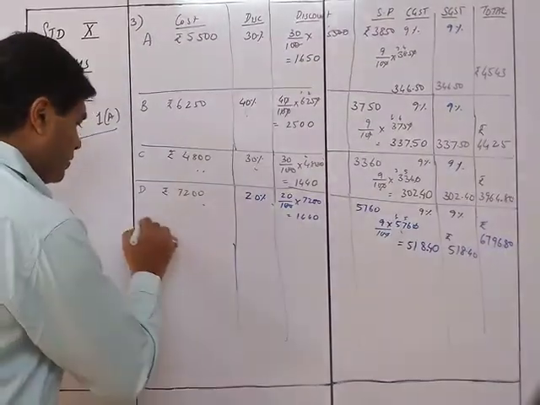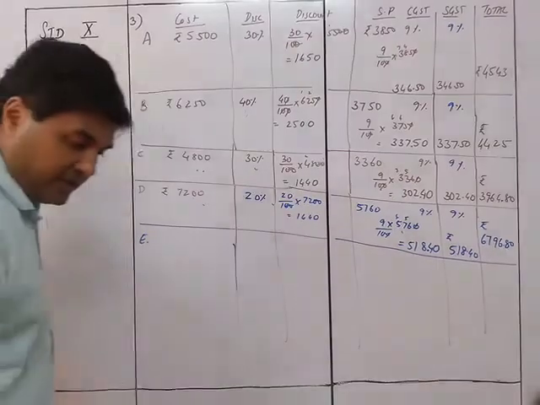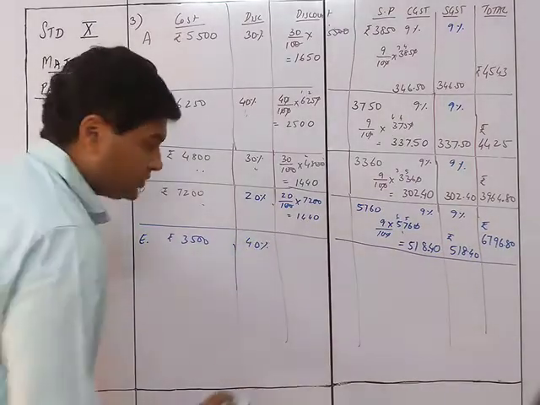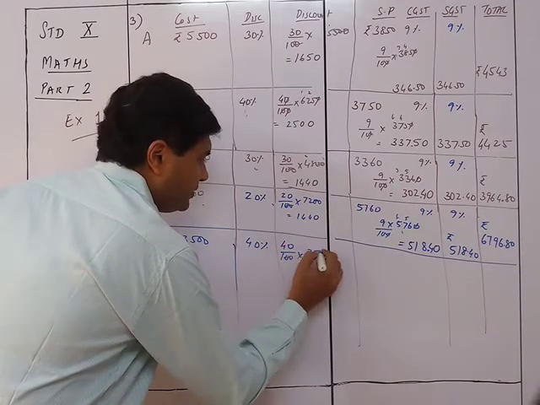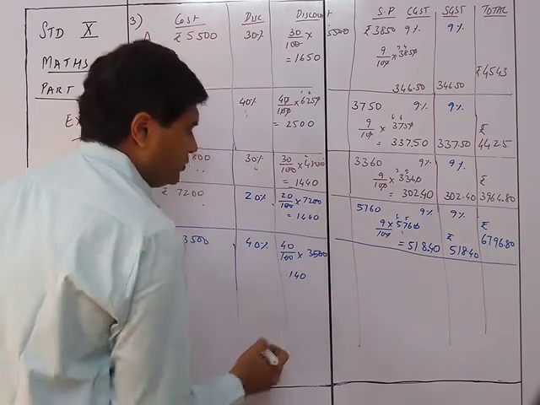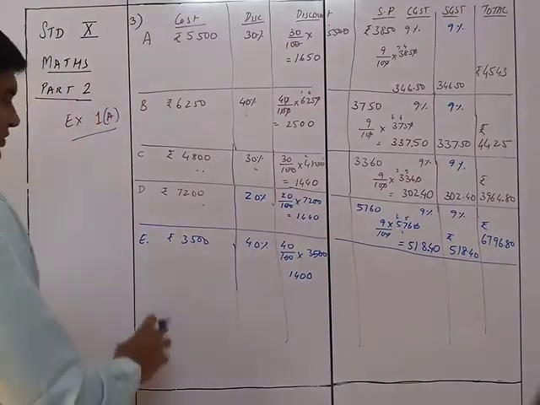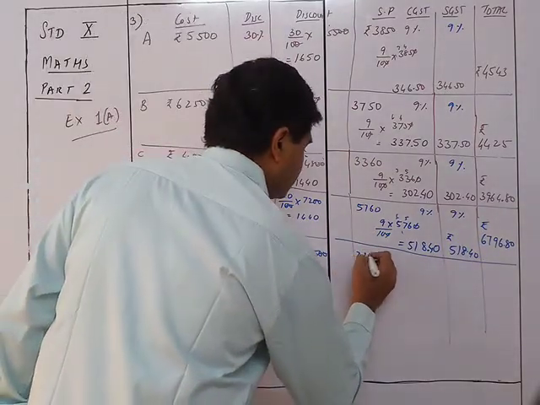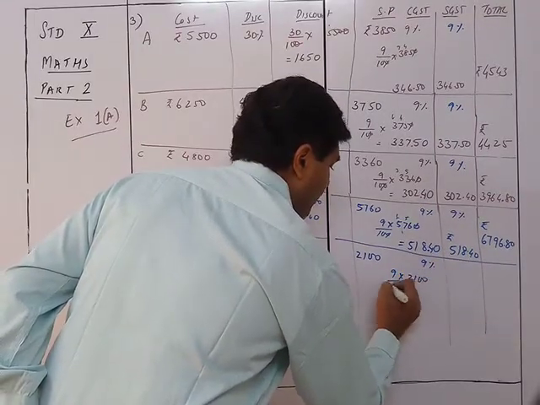And finally, you have got the E part. So E part, the person E is 3,500 rupees, who gets a discount of 40%. So that means 40 upon 100 into 3500, that gives me 1400. Okay, so 1400 is the discount. Accordingly, it will be 2100 as the amount to be paid. So 9% of 2100 will be 9 into 2100 upon 100.